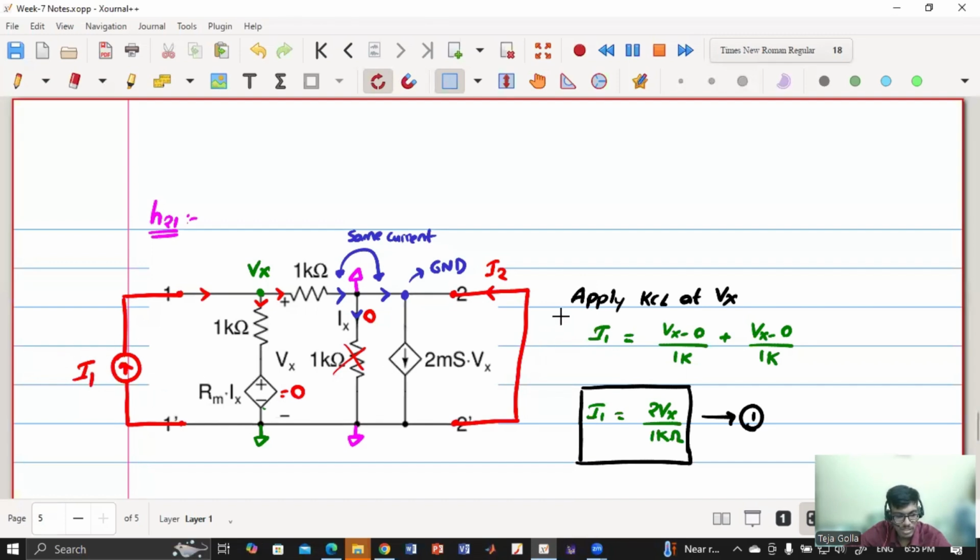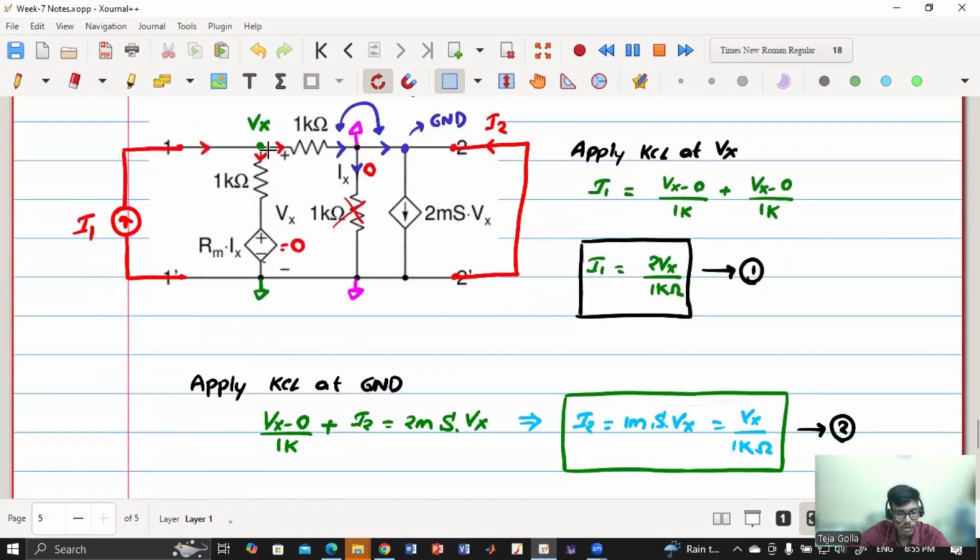So I have kept I1 as input and I2 is my output. So I have to find I2 and I have to find I1 and I have to find the ratio of these two. So for that to happen, I have to find I2, I have to find I1 and then I have to divide.